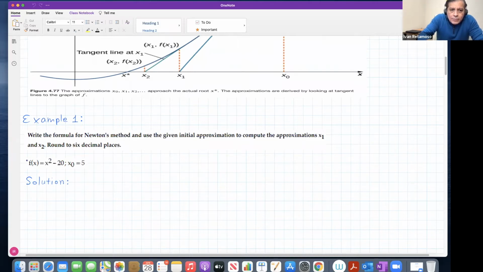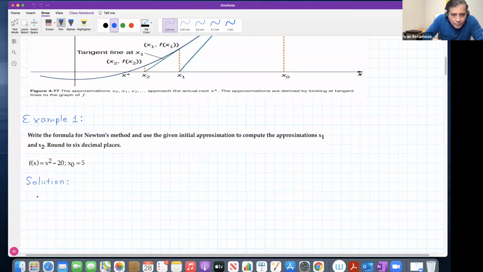So they are giving you some f of x here, which is equal to x squared minus 20, and they are giving you a guess. They are guessing x0 equal to 5 is a zero of the equation f of x equals 0, a root of f of x. So how do you start? Well, start by writing out the formula for Newton's method, which is this.